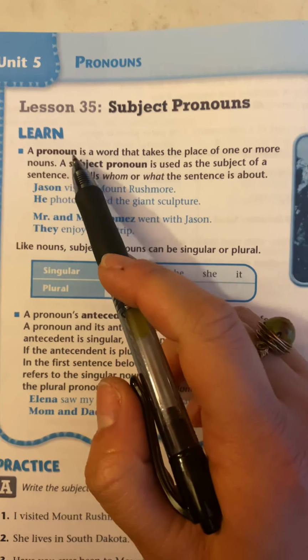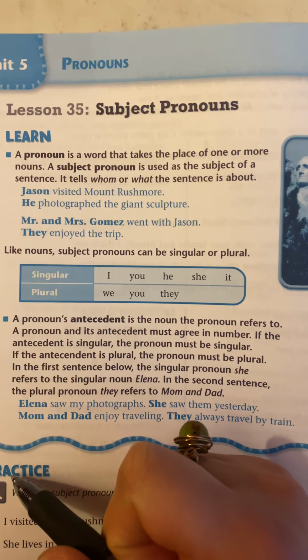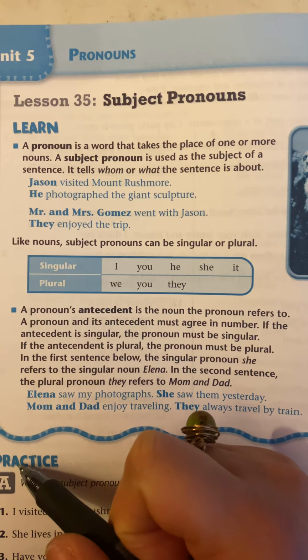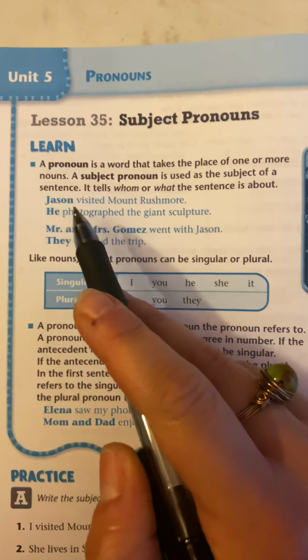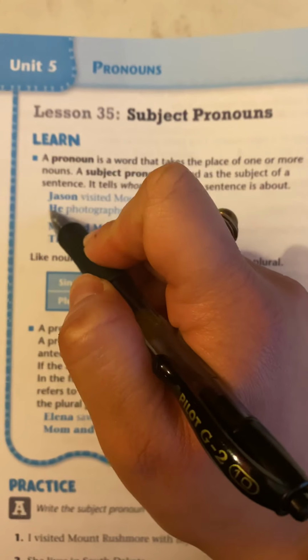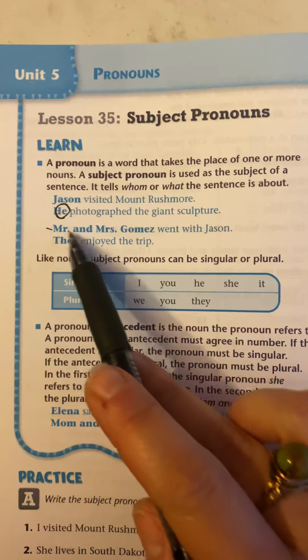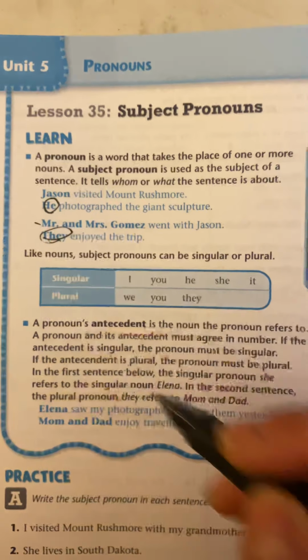All right, so a pronoun is a word that takes the place of one or more nouns. A subject pronoun is what is used as the subject of a sentence. It tells whom or what the sentence is about. So if you look at this sentence, Jason visited Mount Rushmore. He photographed the giant sculpture. Mr. and Mrs. Gomez went with Jason. They enjoyed the trip.